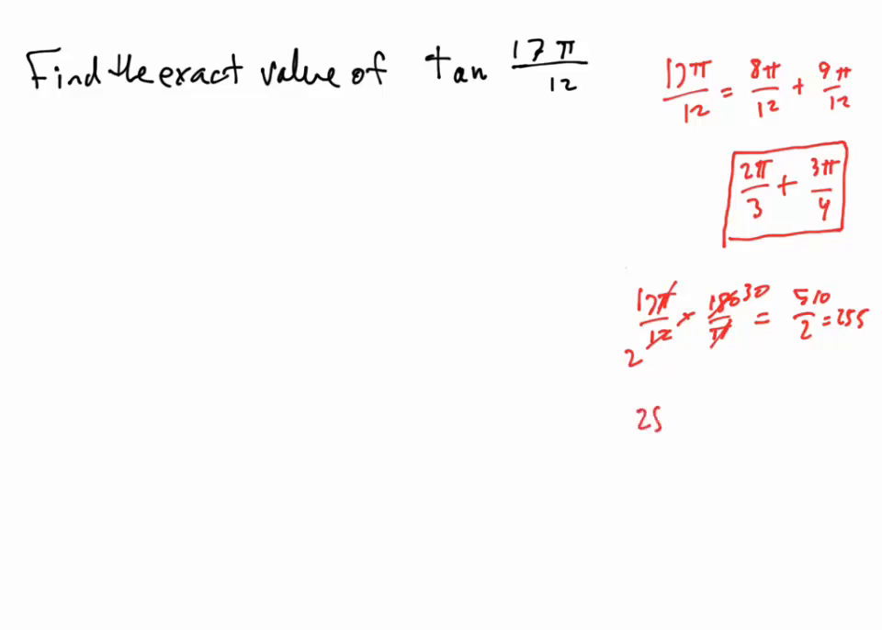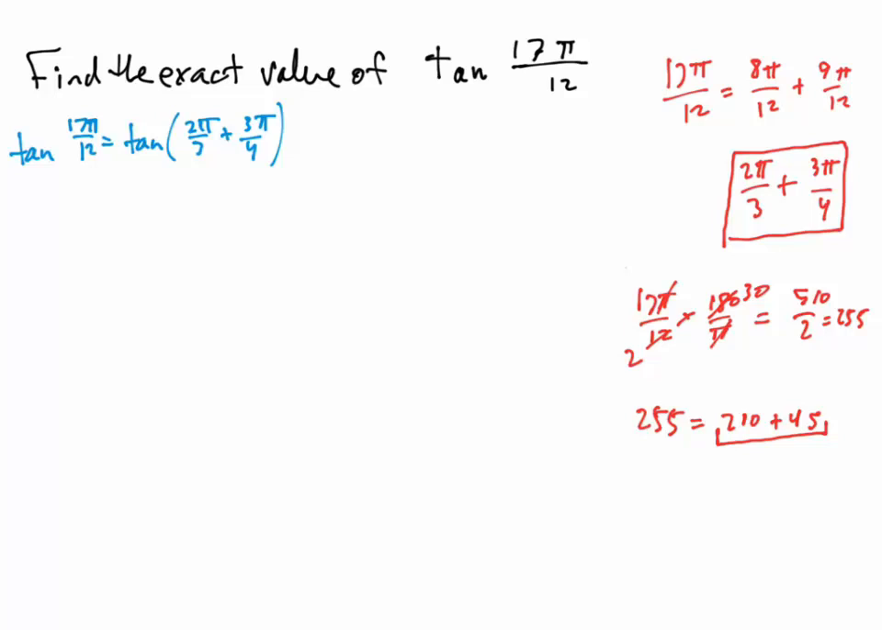So we could take 255 and write that as the sum of two angles that are on the unit circle. The first ones that pop into my head are 210 plus 45. Both of those are on the unit circle, so we could just as easily use these degree angles. All right, I'm going to use the radian measures though. So we're going to say tangent of 17 pi over 12. We can write that as tangent of 2 pi over 3 plus 3 pi over 4.